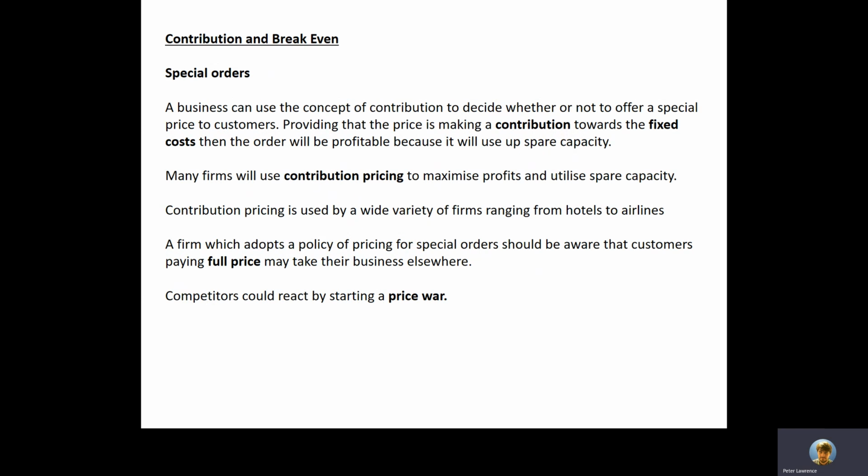Another decision we can make is whether to accept a special order or not. Special orders should be, again, using the concept of contribution to decide whether or not to accept. Now, you want to make sure that every time you accept an order, it is making a contribution towards fixed costs. And then if you've got any spare capacity, so if you get any extra time in your manufacturing process to make this special order.